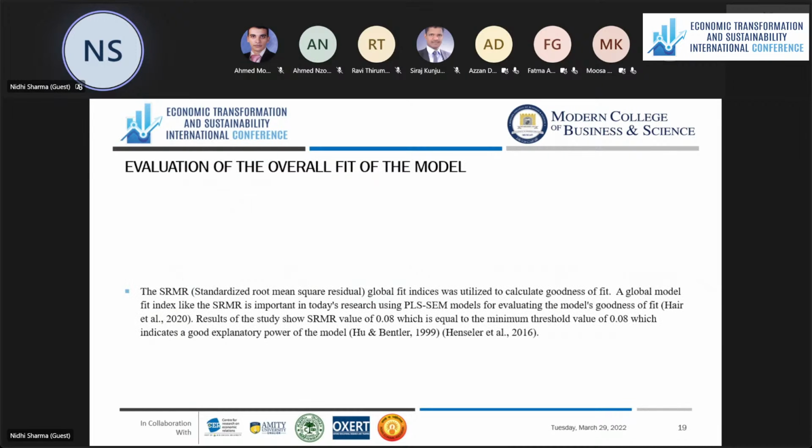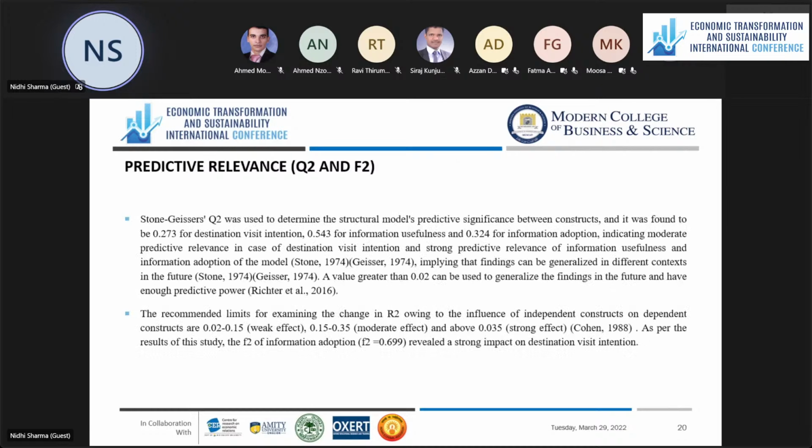Then we have determined the evaluation of the overall fit of the model. We have used the SRMR, that is the standardized root mean square residual, a global fit index, to calculate the goodness of fit. It is important in today's research using PLS-SEM models for evaluating the model's goodness of fit. The SRMR value is 0.08, which is equal to the maximum threshold value of 0.08, which indicates a good explanatory power as suggested by Hu and Bentler 1999 and Henseler 2016.